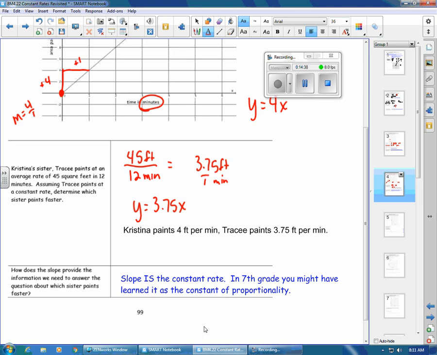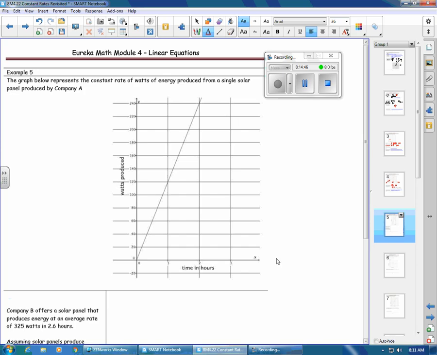The other examples, actually, why don't you pause the video right now and see if you can do example 5, and then unpause the video and see how you did. So please go ahead and pause the video. It's about two companies. We've got a graph, and then we've got some words. Figure out the constant proportionality and compare the slopes. Higher slope would be more energy per hour.